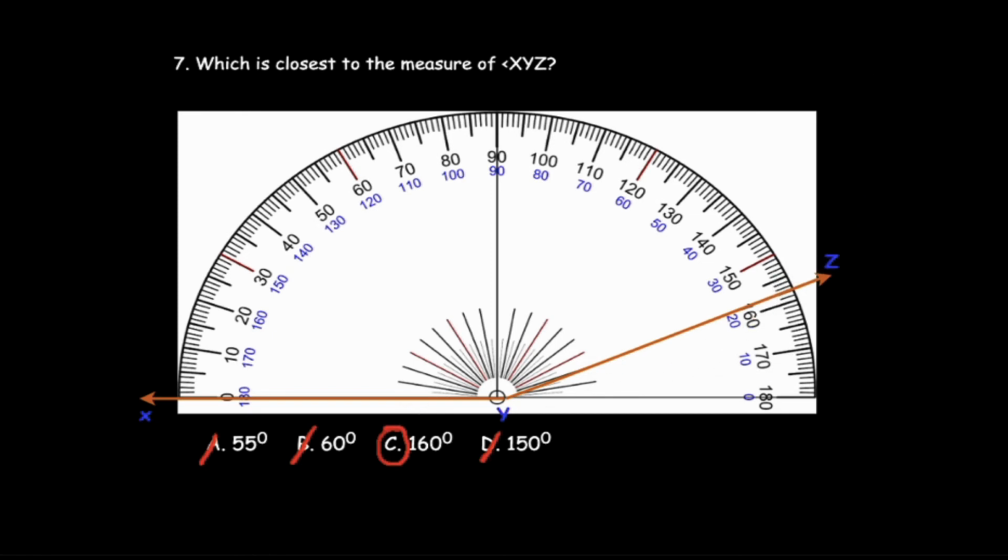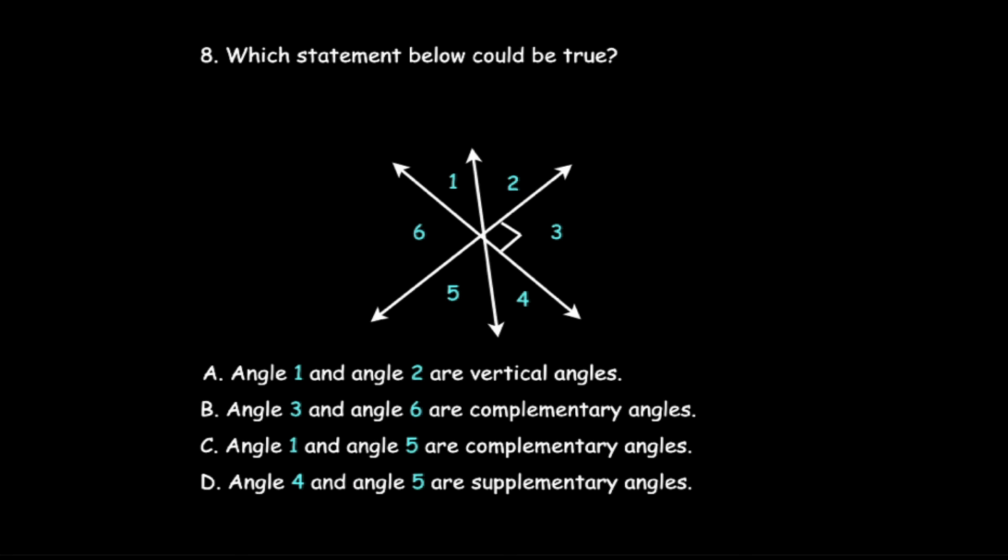Okay, so let's move on to question number 8 here. Number 8. Which statement below could be true? Okay, so let's look at our answer choices here. And for answer choice A, it says angle 1 and angle 2 are vertical angles. Okay, so are angle 1 and angle 2 vertical angles? They are not. They share a common side. They're right next to each other, so that is incorrect. They're in fact adjacent angles, so let's mark off answer choice A as being incorrect here.